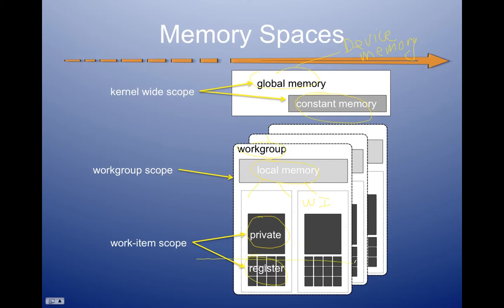And all the registers are actually a big set of memory that is divided between the work items of a work group. So the consequence is the more work items you have in a work group, the less registers are available to one work item.